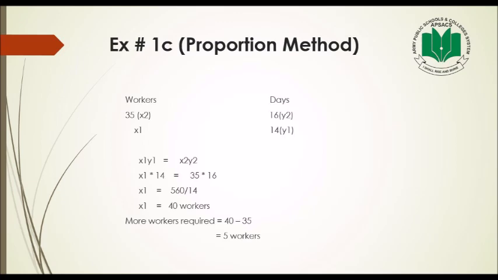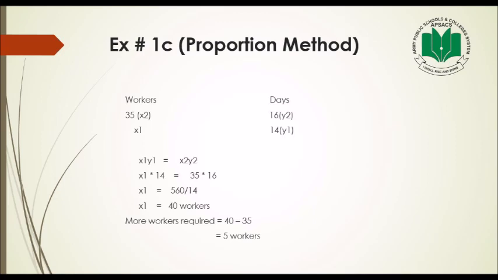We suppose required workers as x1 and number of days as y1. In the same way, we can say 35 workers as x2 and 16 days as y2. Now, according to the inverse proportion, x1 y1 is equal to x2 y2. x1 multiplied by 14 is equal to 35 multiplied by 16. Now, we will multiply 35 by 16. We will get 560. And 14 will be divided on the other side. So, we will get the answer 40 workers.